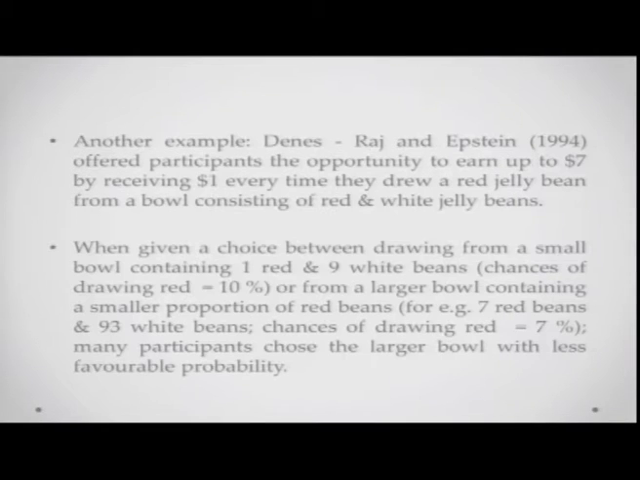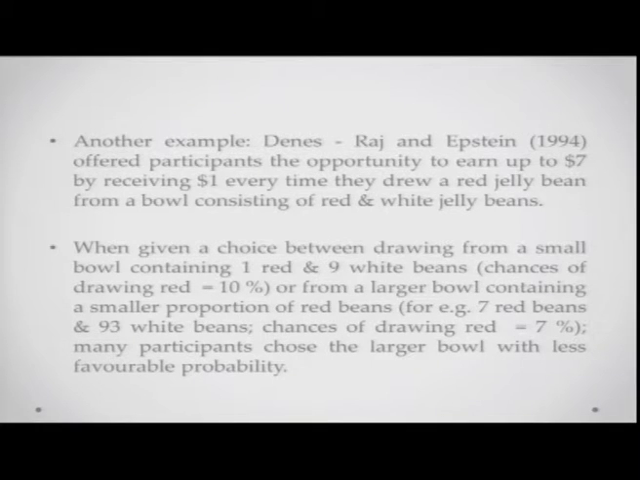Let us look at some of the other aspects. For example, Denes-Raj and Epstein in 1994 offered participants the opportunity to earn up to $7 by receiving $1 every time they drew a red jelly bean from a bowl consisting of red and white jelly beans. There were two bowls: one had 1 red and 9 white jelly beans, and the other had 7 red and 93 white jelly beans. It was shown that a lot of people chose the larger bowl, even though the probability of selecting a red bean in the larger bowl was around 7%, whereas in the smaller bowl it was around 10%.